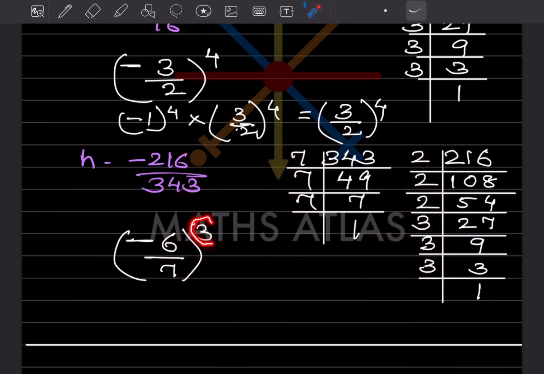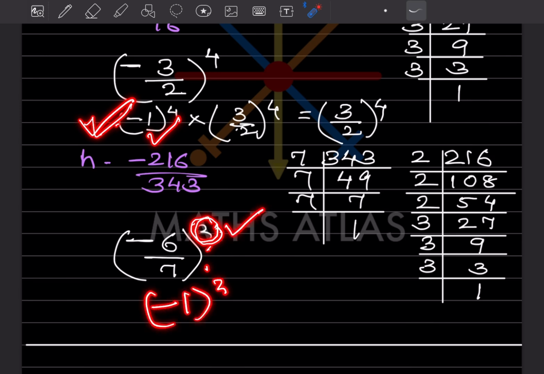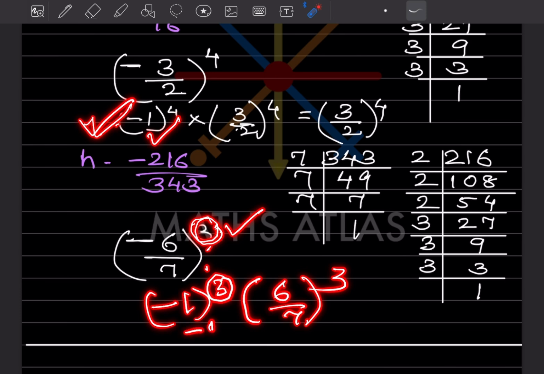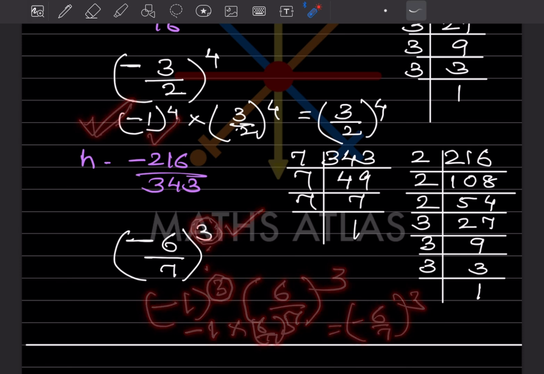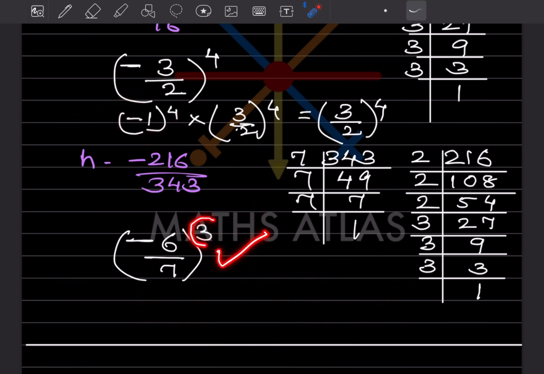So for this one, we cannot change it like what we did for the previous one. It will be the same even if we are doing this step. Why? Because the index is an odd number. So if you're writing like this, it is the same as what we have written here. Because this is an odd number, that is going to be minus 1. And again, 6 by 7 is going to be 3. So that will be minus 6 by 7 raised to 3. That doesn't make any sense, so we have to keep it as it is because this is an odd number.